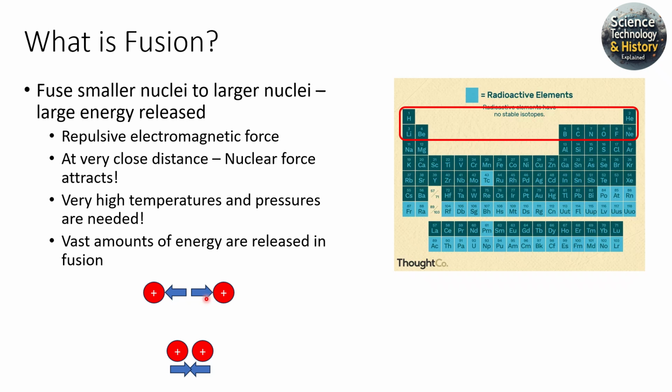But in order for the distance to be closed and to have sufficient energy to come close so they can fuse together, very high temperatures and pressures are needed. We're talking millions of degrees of temperature and very high amounts of pressure. But when we can accomplish this fusion, typically massive amounts of energy are released.